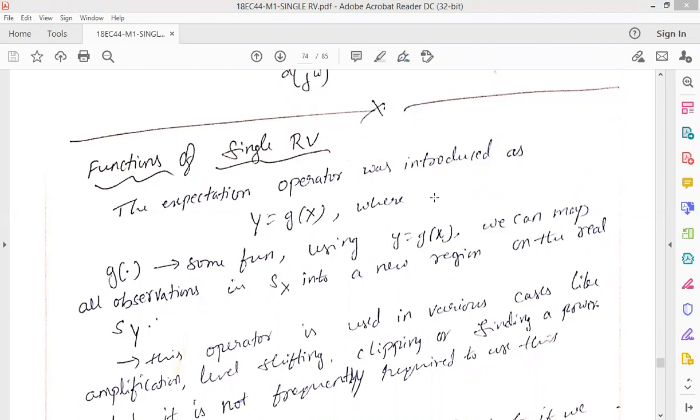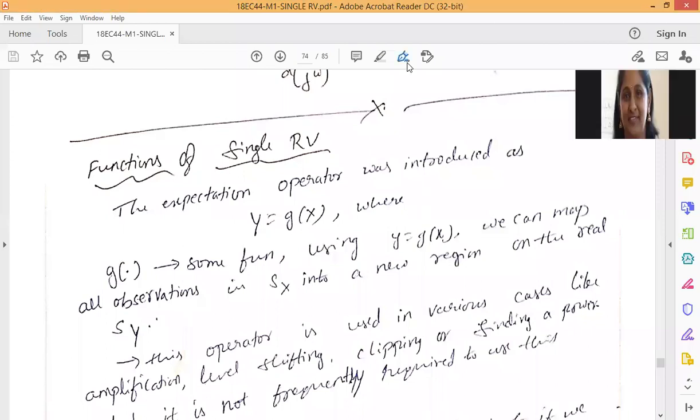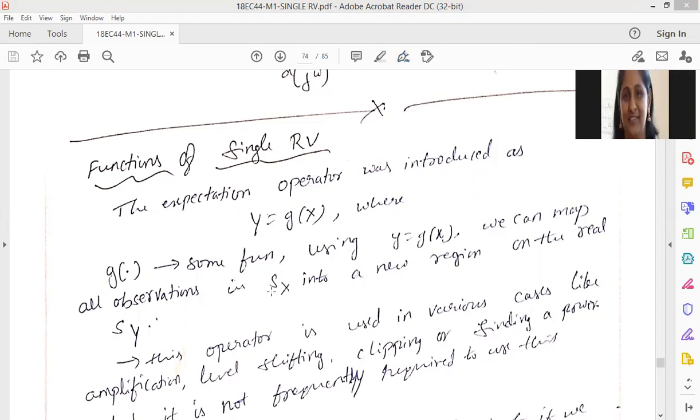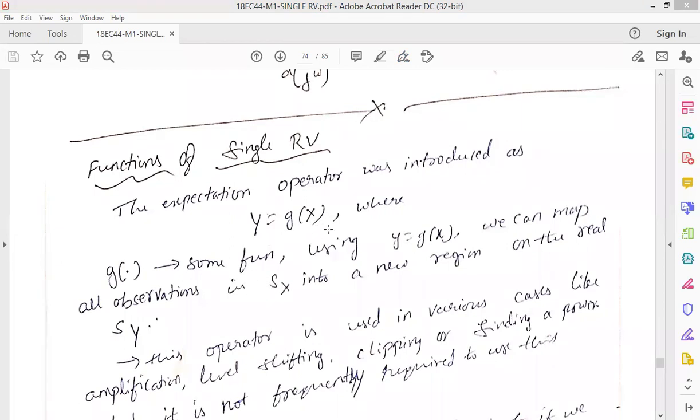Here, with y is equal to g of x, the function g of x maps the possible outcomes whenever you perform some experiment. For that experiment you will get some output, or in general you can consider it an outcome. Those outcomes present in the set Sx can be mapped into a new region, taken on the real set denoted as Sy.